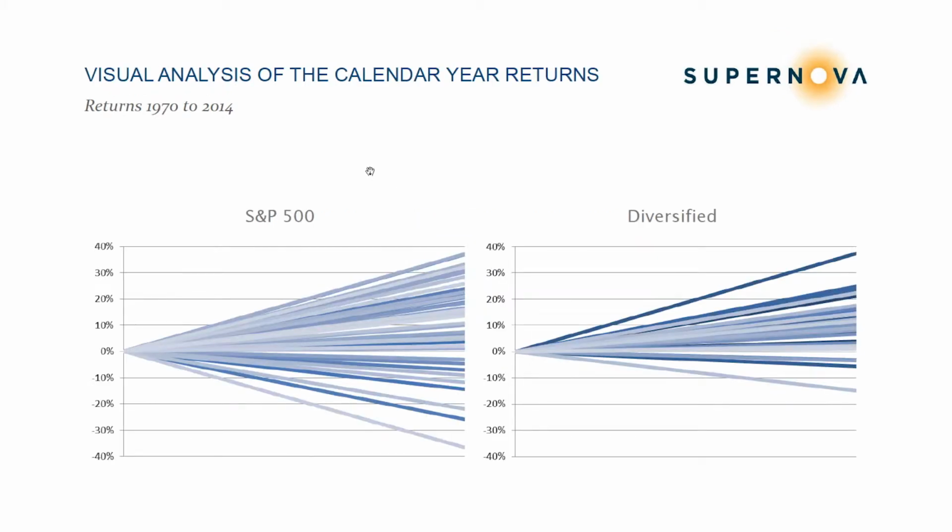Here we show a visual analysis of calendar year returns. So for the S&P 500, we have 45 different lines here, one for each of the last 45 calendar years. What's interesting to note is that although we learned that the S&P 500 averages 10% per year, in any given calendar year, the returns were anything but 10%. Could have been between up 37% and down 37%. You really didn't know. The diversified portfolio was much different. If we exclude this outlier great year, and if we exclude this outlier down year, the calendar year returns for the diversified portfolio fell into a much tighter range of outcomes. We were much more certain of what our returns would be.